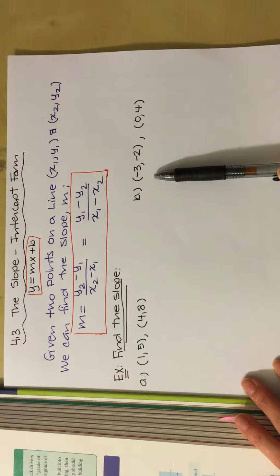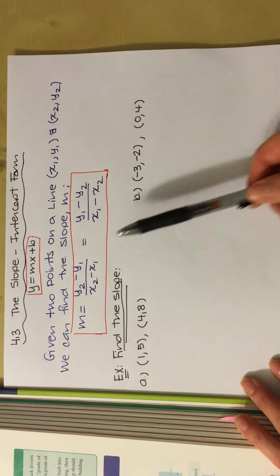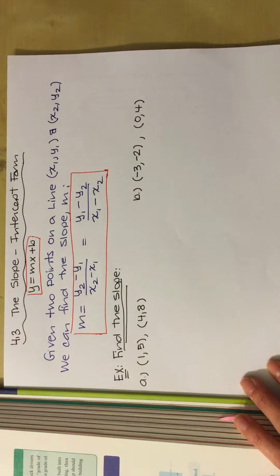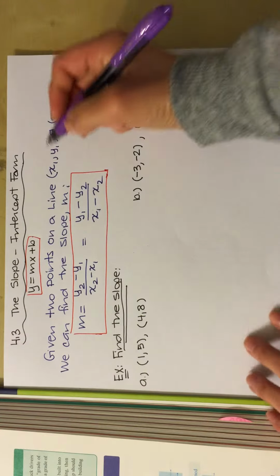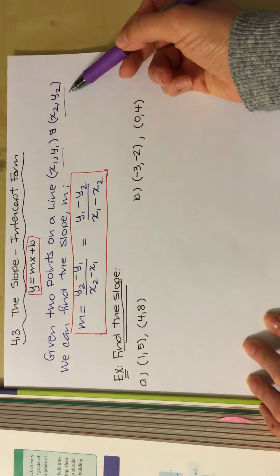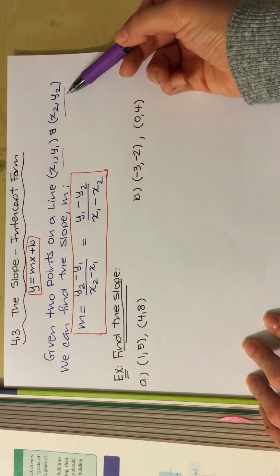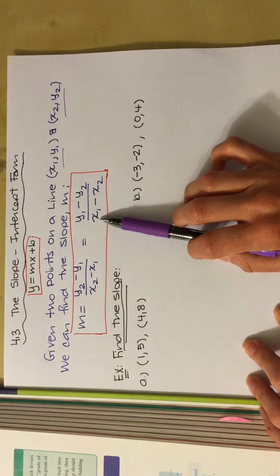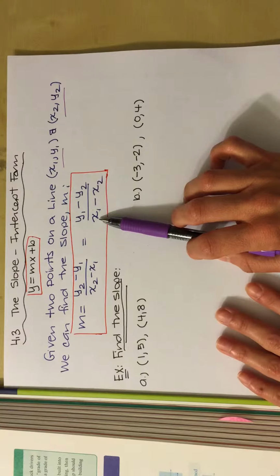The slope tells us how the line slants. So the formula that is boxed here in red, you need to have memorized. And it basically tells us that if we have 2 points on a line, which we're going to call x1, y1, x2, y2, then I can just calculate the slope. And there are 2 formulas here. They're basically the same thing.